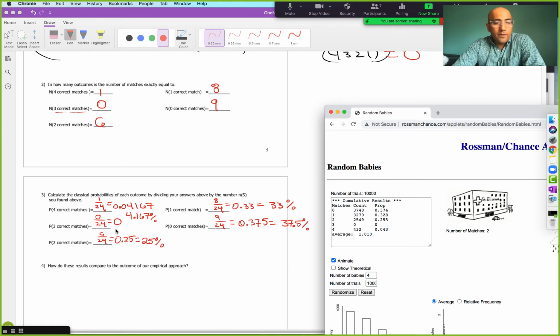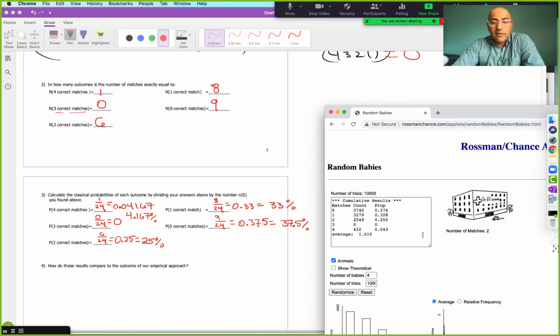The probability that we got exactly 2 matches was 25%, and the empirical got 0.255. Again, very close. The probability that we get all 4 correct should have been 4.167, and the empirical got 4.3, or 4.32 if we went out one more decimal place. Again, really close. So what we should get out of this is reaffirmation that the empirical approach works as long as we do it enough times.